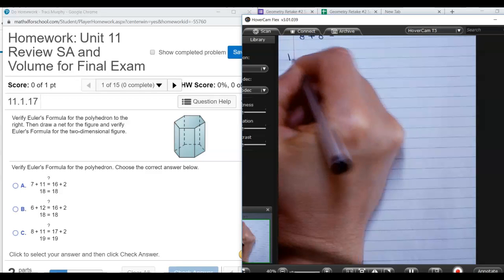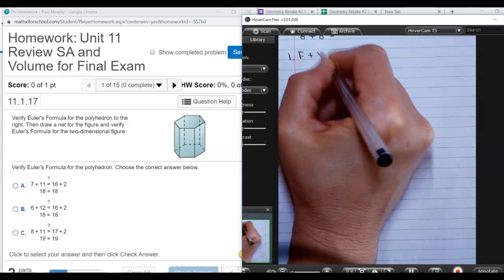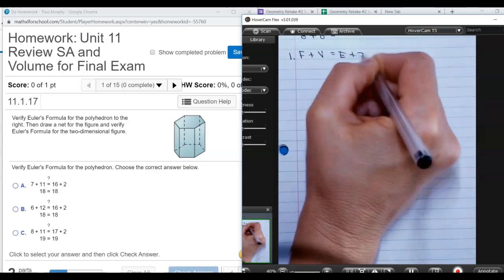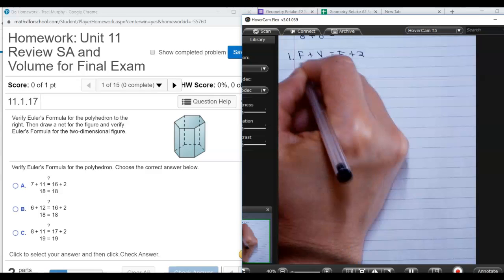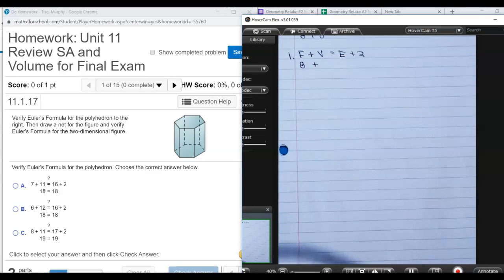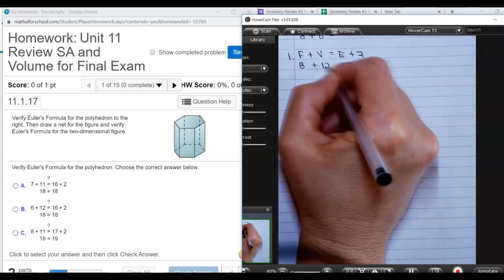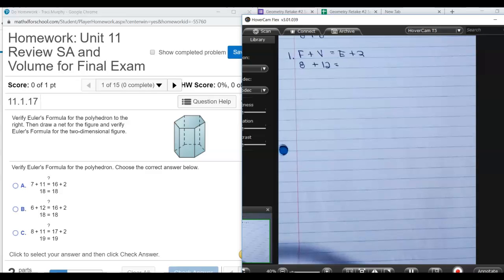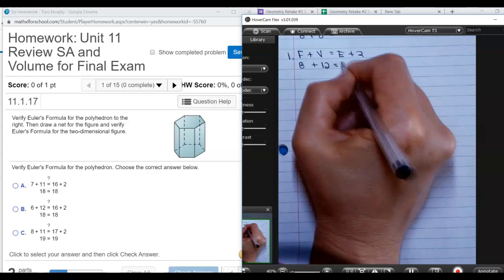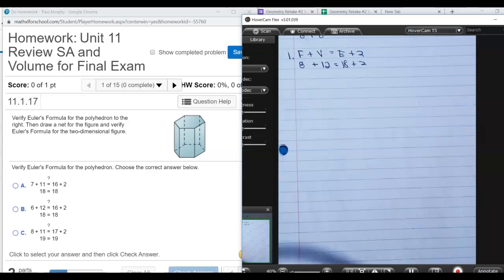Okay, number one, we're using Euler's formula, which is faces plus vertices equals edges plus 2. The number of faces, I see the 2 bases, and then I see 6 rectangular faces, so that would be 8. The vertices, I see 6 up at the top, and then I see 6 more at the bottom, which would be 12. The edges are where the 2 faces come together, so that would be 6 at the top, 6 at the bottom, and then again 6 around in the middle, so that would be 18.